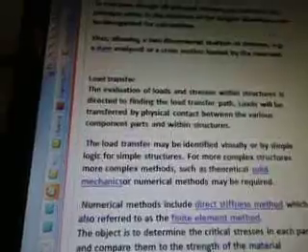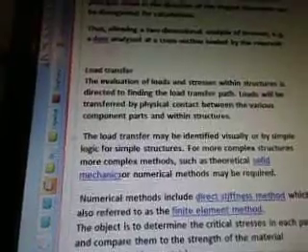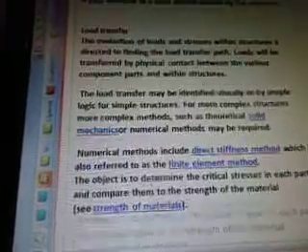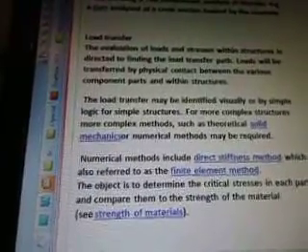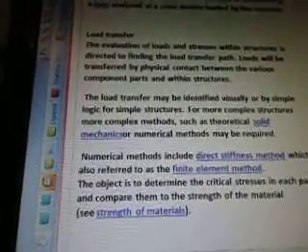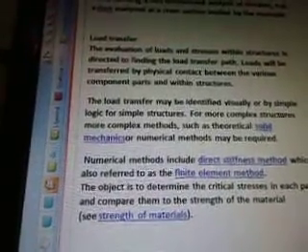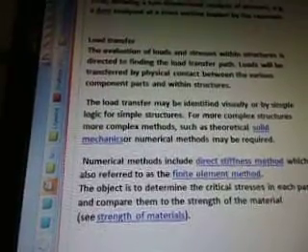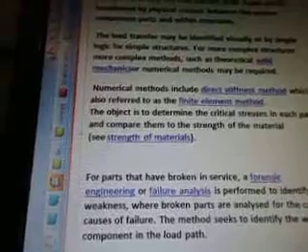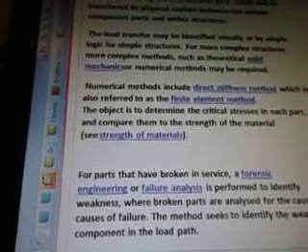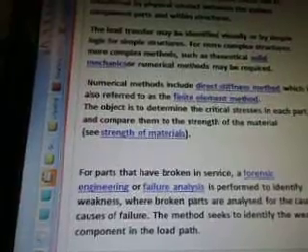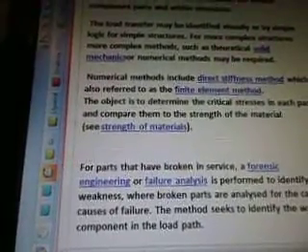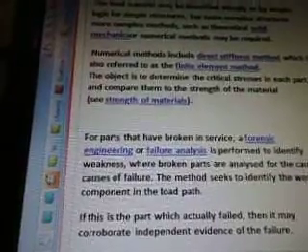Load transfer. The evaluation of loads and stresses within structures is directed to finding the load transfer path. Loads will be transferred by physical contact between the various component parts and within structures. The load transfer may be identified visually or by simple logic for simple structures. For more complex structures, which is what you'll be making, you need more complex methods, such as theoretical solid mechanics, or numerical methods may be required. Numerical methods include direct stiffness method, which is also referred to as the finite element method.